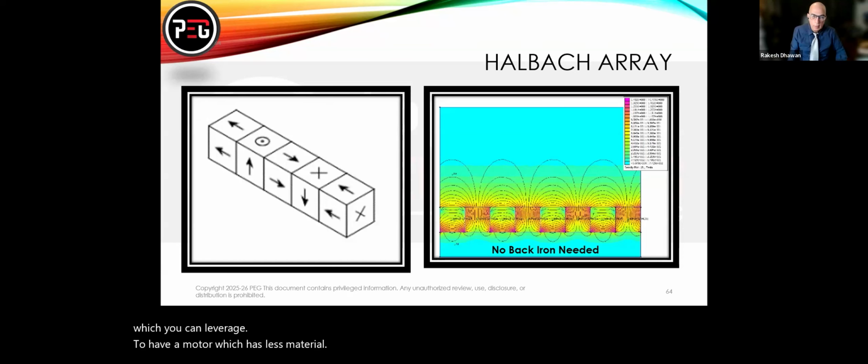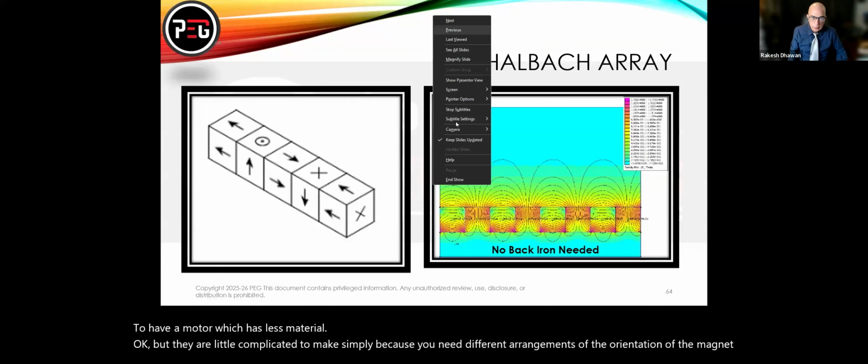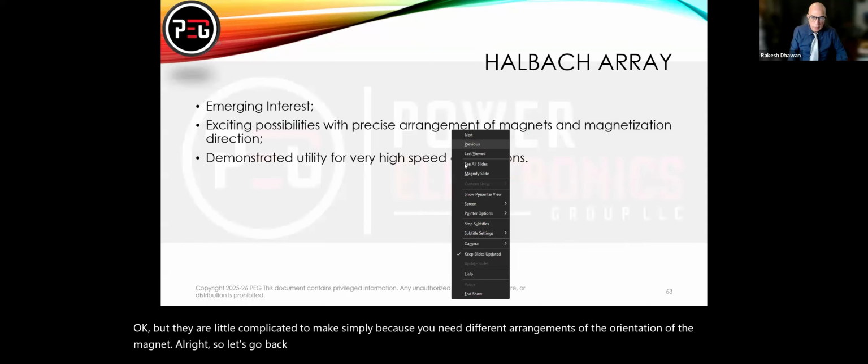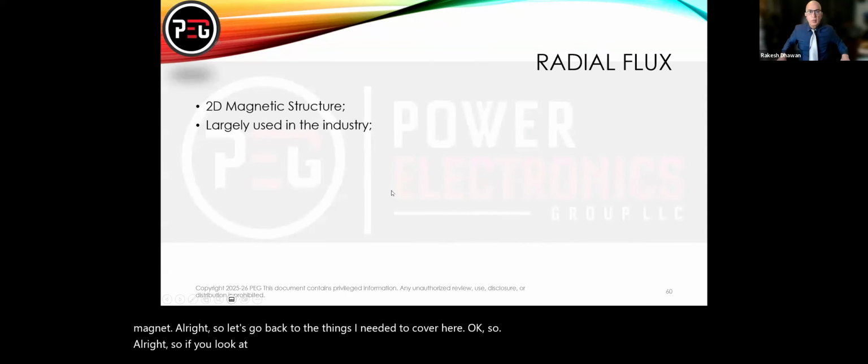Okay, but they are a little complicated to make simply because you need different arrangements of the orientation of the magnet. All right, so let's go back to the things I needed to cover here. Okay, so if you look at the radial flux, it's one of the simplest magnetic structures, right?